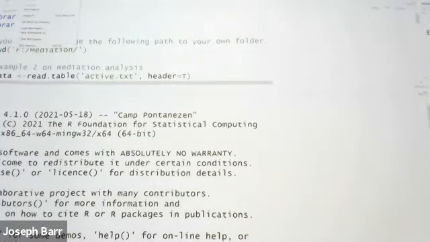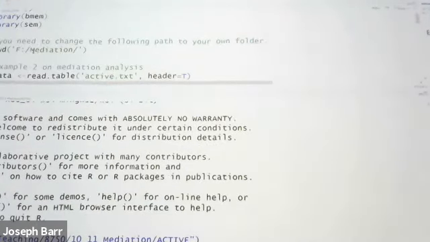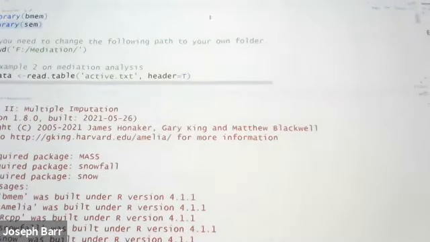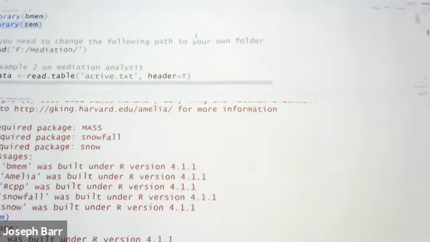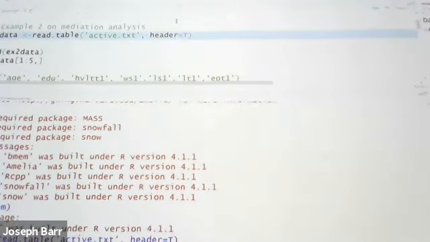And of course, we need to change the session working directory to our local folder. We're going to use the SEM package, also the DM package. Let's just load in these packages. The data file is called active.txt, so read the table into R.